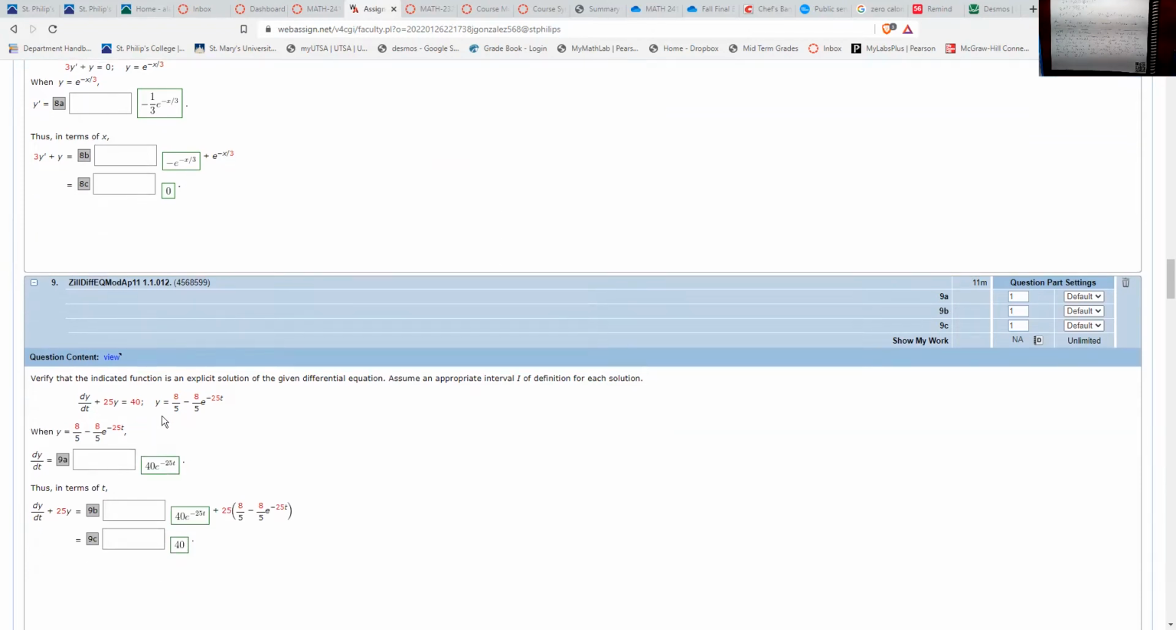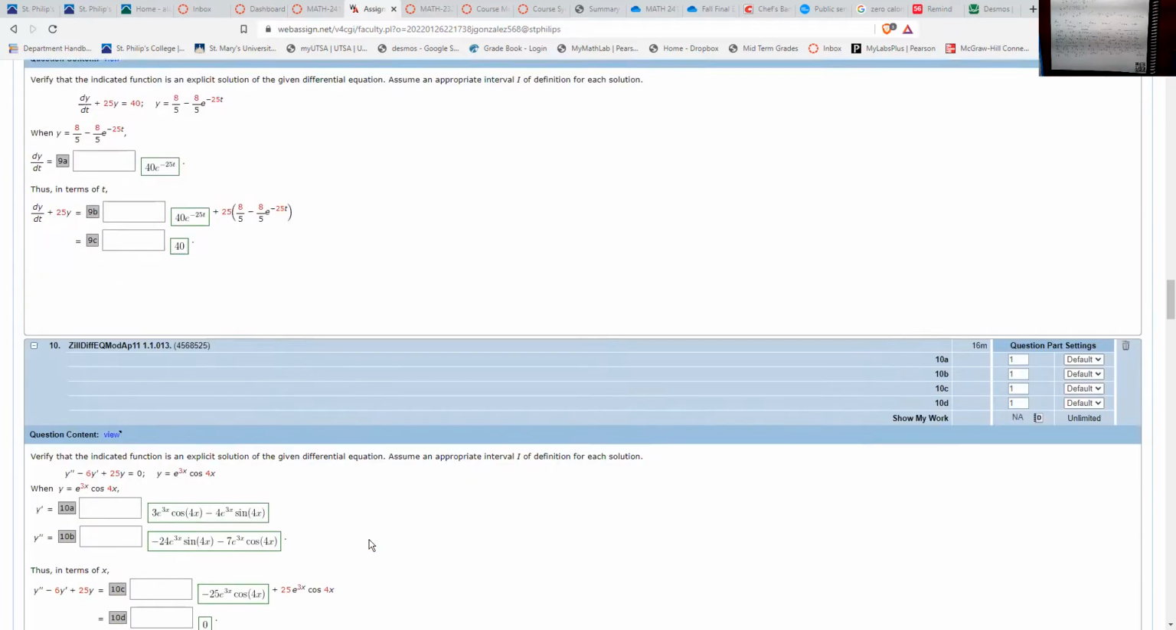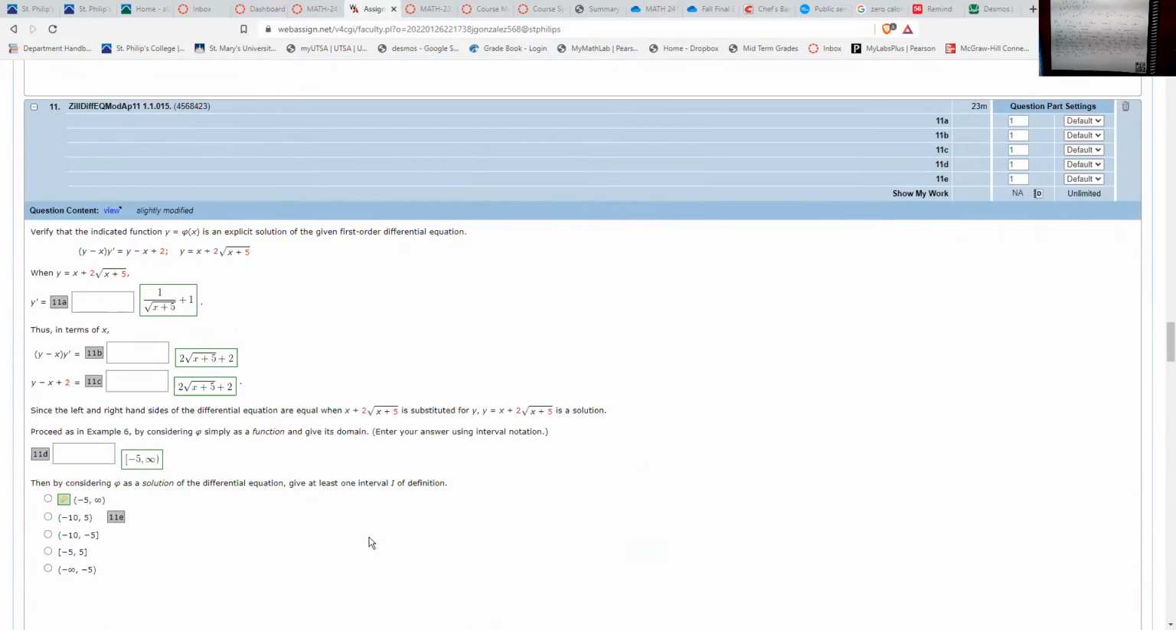Number 9 is the same deal. Plug that guy into here, the y, take a derivative and plug that here. Add all the terms up, and you should get a 40 on the right side. So the left side should become 40. So that's all you're doing over and over again, is verifying.